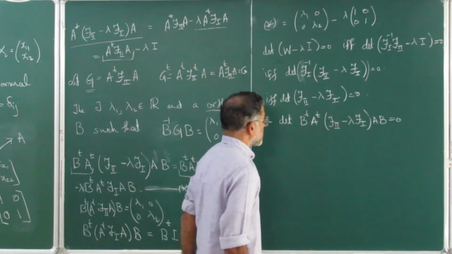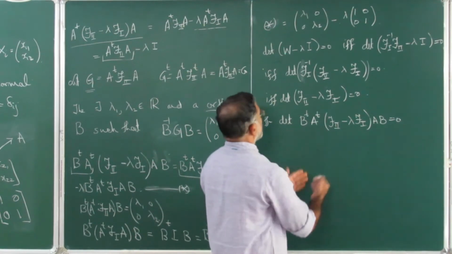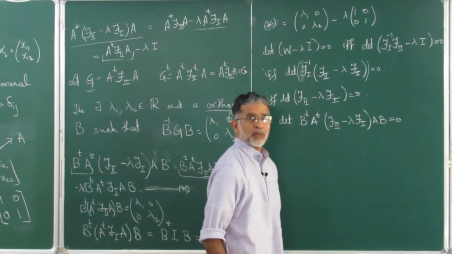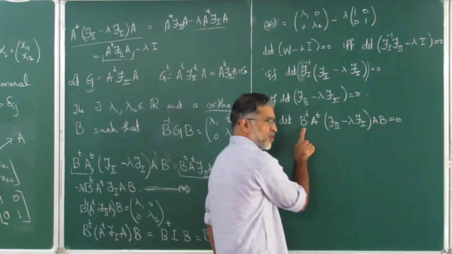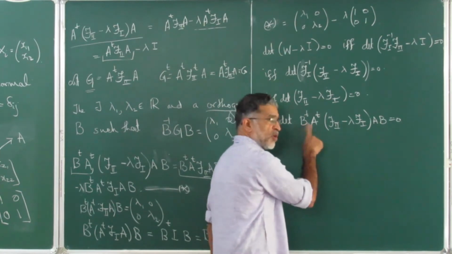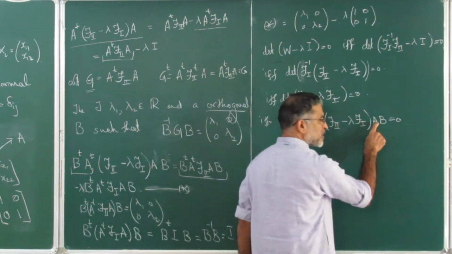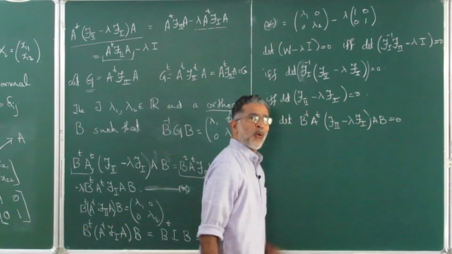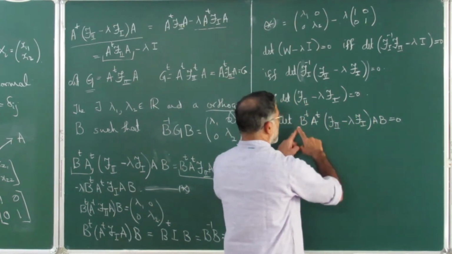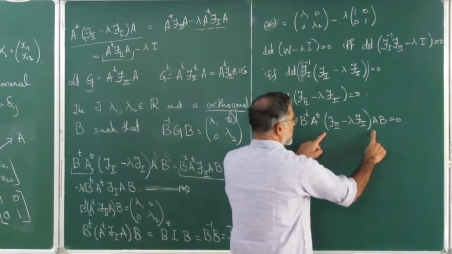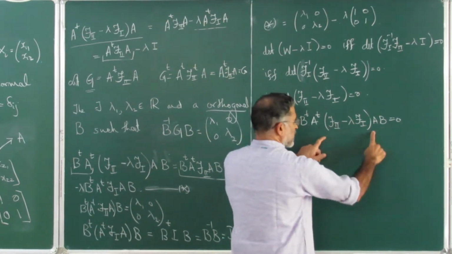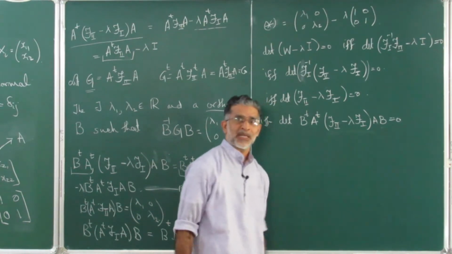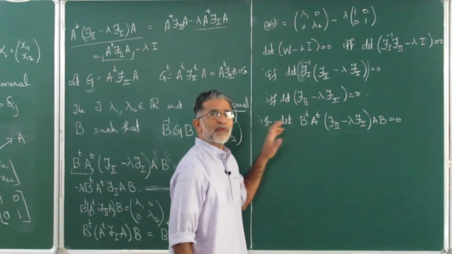So the product of this is 0. If and only if one of them has to be 0. But the determinant of this is non-zero because it's non-singular. This is non-singular, so its determinant is non-zero. So the only possibility is this: the determinant of this is 0 implies the determinant of this is 0. Of course, if the determinant of this is 0, the product will certainly be 0. So therefore, if and only if.